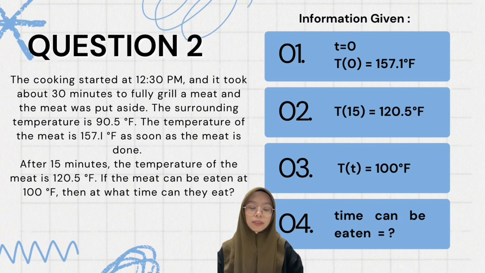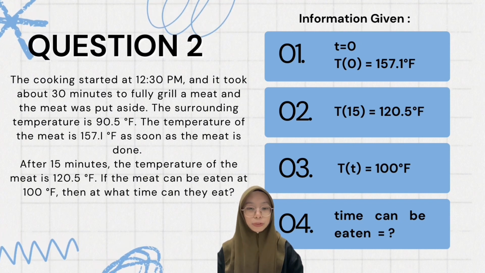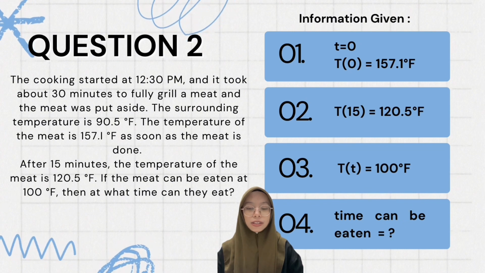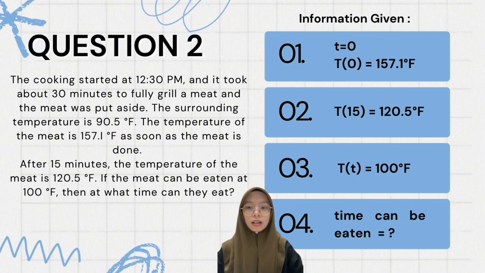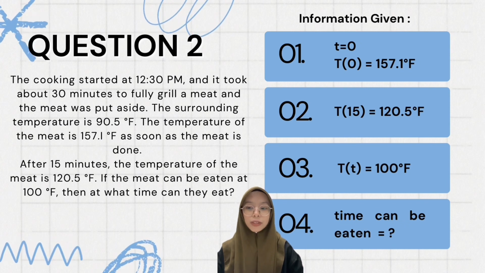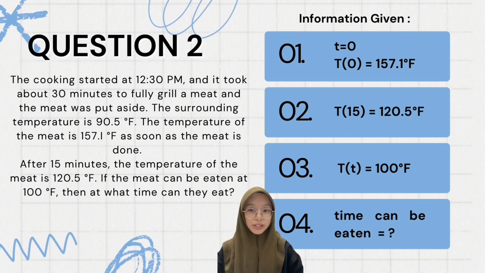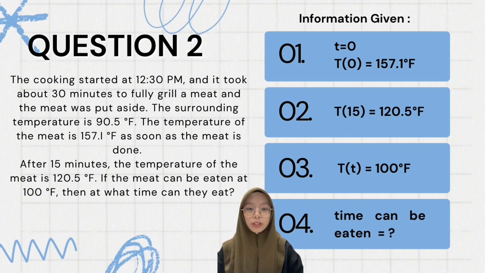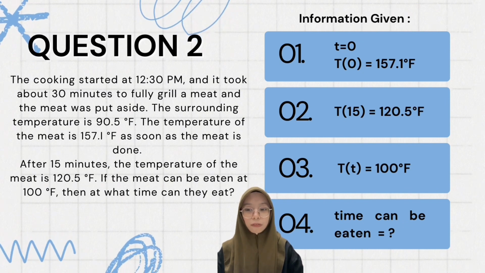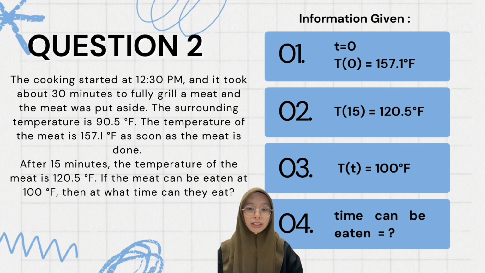Question 2. The cooking started at 12:30 p.m. and it took about 30 minutes to fully grill a meat, and the meat was put aside. The surrounding temperature is 90.5 Fahrenheit. The temperature of the meat is 157.1 Fahrenheit as soon as the meat is done. After 15 minutes, the temperature of the meat is 120.5 Fahrenheit. If the meat can be eaten at 100 Fahrenheit, then at what time can they eat?